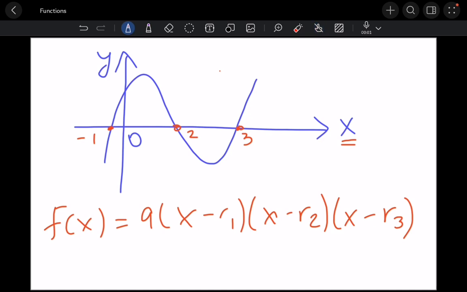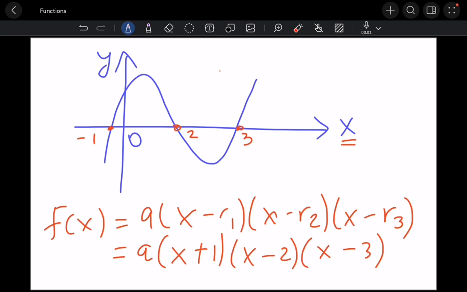so we already know our a is positive, and we say x minus root 1 is x minus minus 1, so it's going to be x plus 1, and x minus root 2 is just going to be x minus 2, and then x minus root 3 is going to be x minus 3, and then we have our f of x. Now we need to find the value of a.